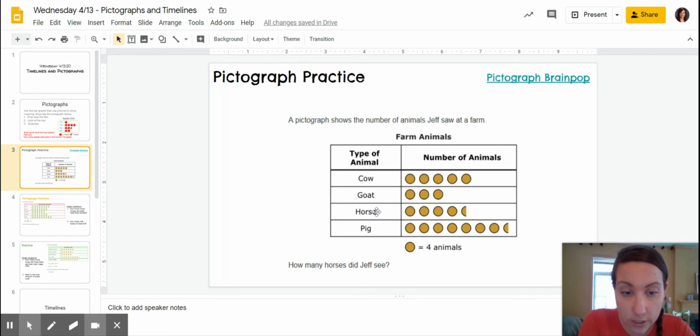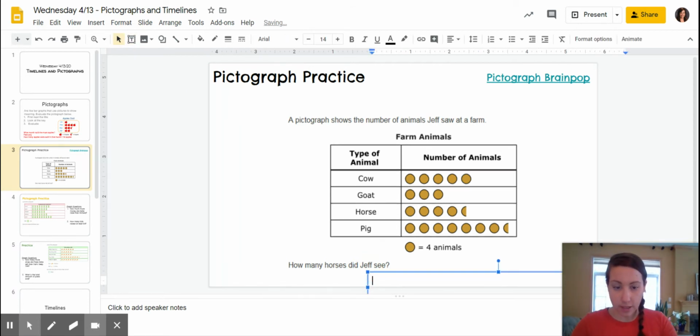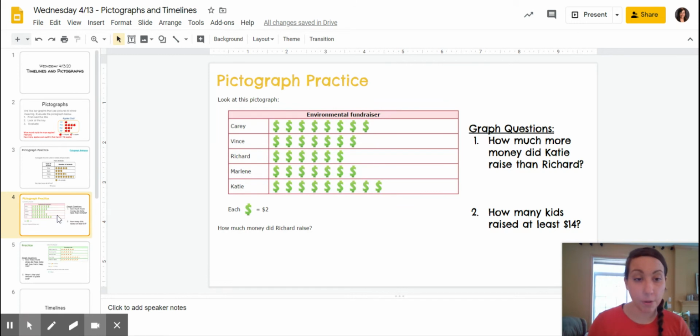How many horses did Jeff see? I find the horse, and I'm going to count by 4s. 4, 8, 12, 16. What do we say? That was equal to 2, 18. Jeff saw 18 horses. Let me just quickly type that in here. Always remember that label. Let's try a couple more.